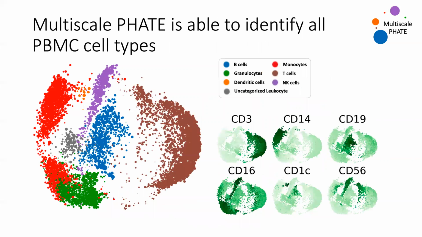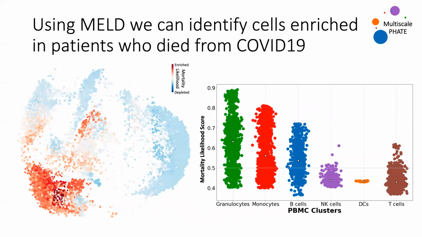We applied our approach to characterize 22 million blood cells measured from 168 patients hospitalized with COVID-19 at the Yale New Haven Hospital. These cells were measured with flow cytometry. Using cell type specific markers, we identified all major cell types, as can be seen here. In order to identify cell types enriched in patients that died from infection, we computed MELD mortality likelihood scores and mapped them onto our identified cellular populations.